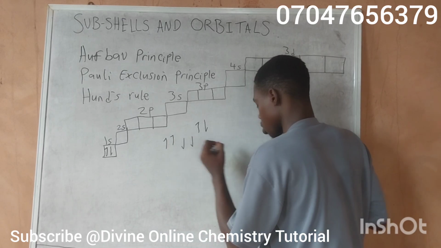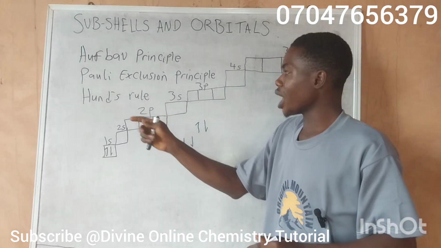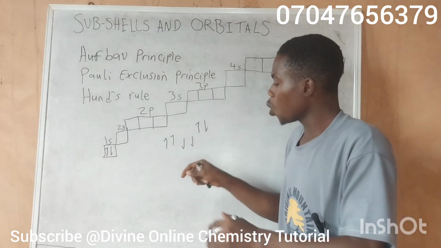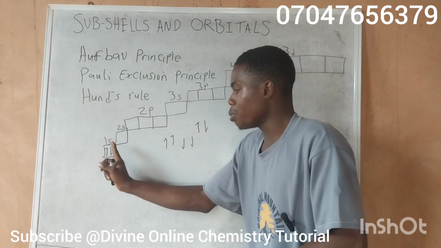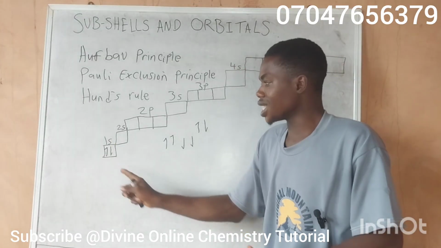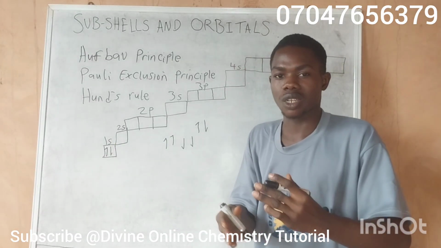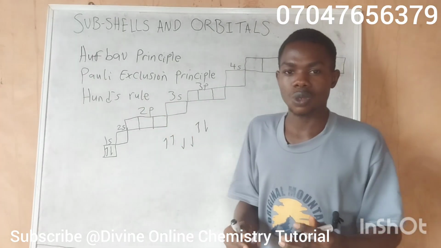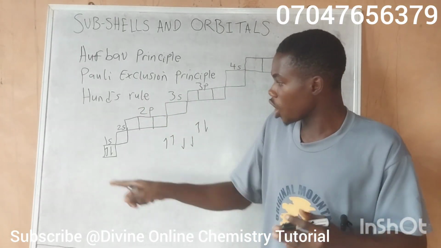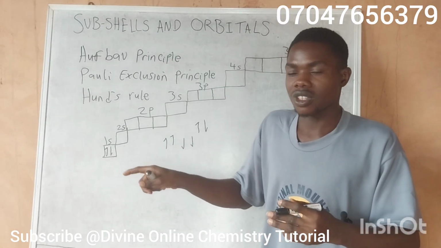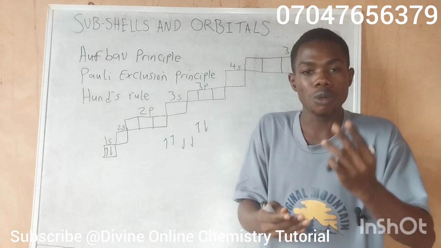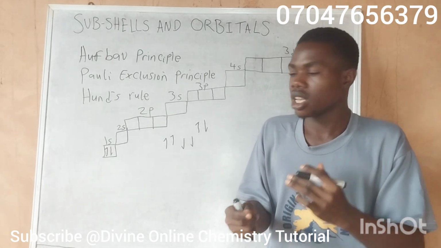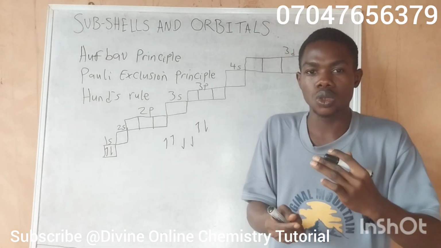That's wrong. That's the reason why these principles guide us in filling electrons in these orbitals. One arrow will be facing up, while the other will be facing down. That shows that the electrons are paired. Please take note of this. This is what Pauli's exclusion principle is saying: when filling electrons in orbitals, each orbital must be filled with a maximum of 2 electrons, and the electrons must be in opposite spin. Please take note of this.